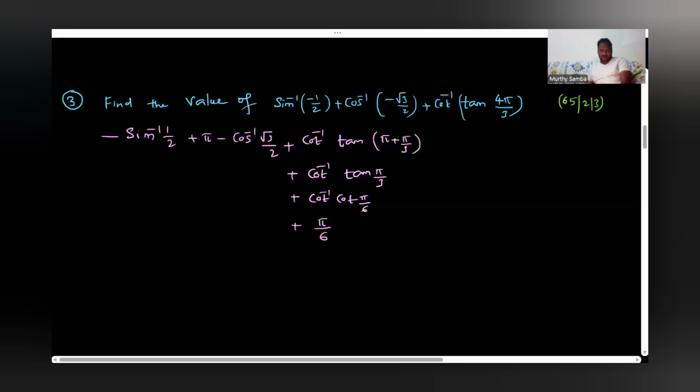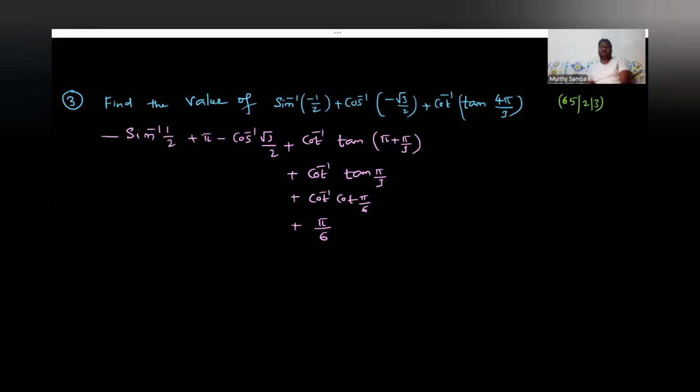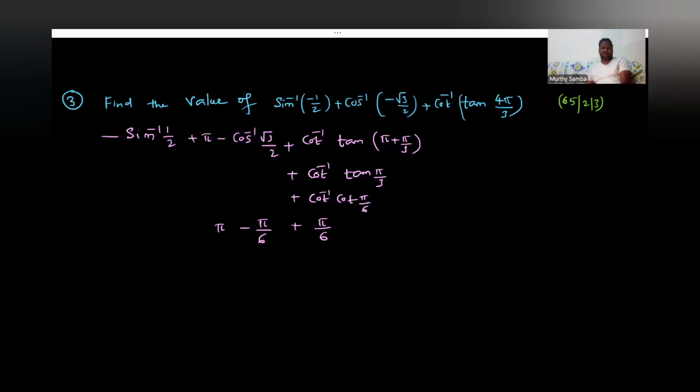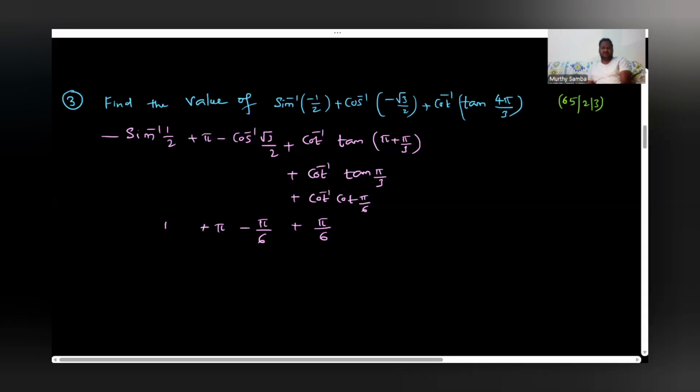And cos inverse root 3 by 2. How much is cos inverse root 3 by 2? Cos of how much is root 3 by 2? Cos 30 degrees, right? 30 is nothing but pi by 6. Okay, minus is there and then pi is also there. And sine inverse 1 by 2 is pi by 6 because sine 30 is 1 by 2. So it is going to be pi by 6 and then with the minus sign.